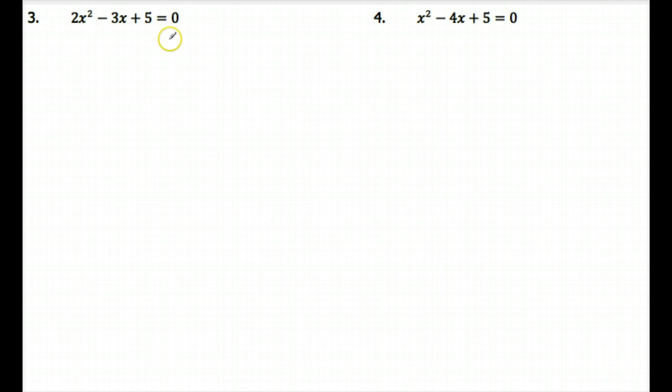But you could try sliding the 2 over and you'd get x squared minus 3x plus 10, but you wouldn't be able to think of any factors of 10 that combine to get negative 3. Okay, there are none that exist. So this would be one that you'd have to do the quadratic formula on anyway.